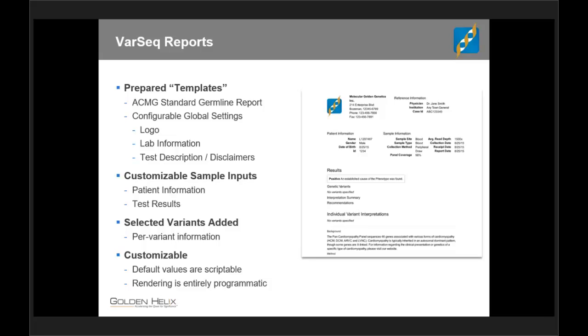We also offer an automatic report generation feature in VarSeq that can be used to generate reports from prepared templates. It comes with a standard ACMG germline report, but all of these templates are completely customizable. They're written in JavaScript. If you have people on staff that can use JavaScript, you can customize the templates yourself, or we can help you create a custom report template that meets your specific needs.